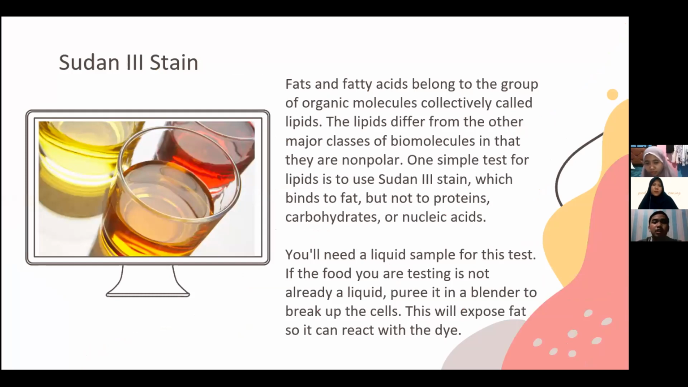Okay, for next, Sudan III stain. Fats and fatty acids belong to the group of organic molecules collectively called lipids. The lipids differ from the other major classes of biomolecules in that they are nonpolar. One simple test for lipids is to use Sudan III stain, which binds to fat but not to proteins, carbohydrates, or nucleic acids. You'll need a liquid sample for this test. If the food you are testing is not already a liquid, puree it in a blender to break up the cells. This will expose fat so it can react with the dye.